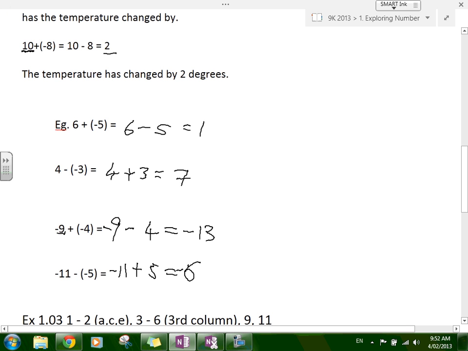Okay, so that's the way that we approach it. The first one, whether it's positive or negative, stays the same. What changes is the second. You have to switch its sign and then switch the sign between them.